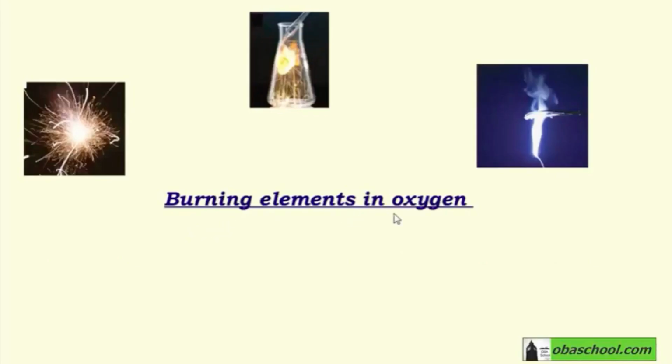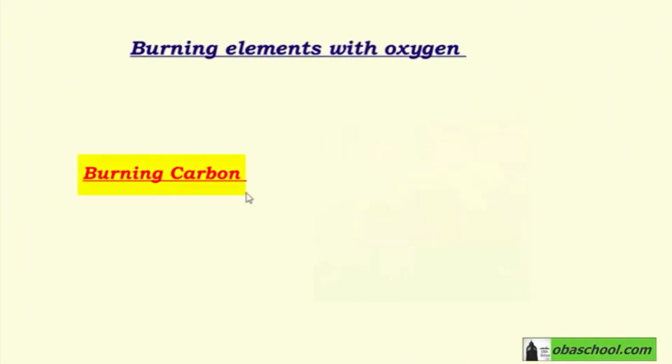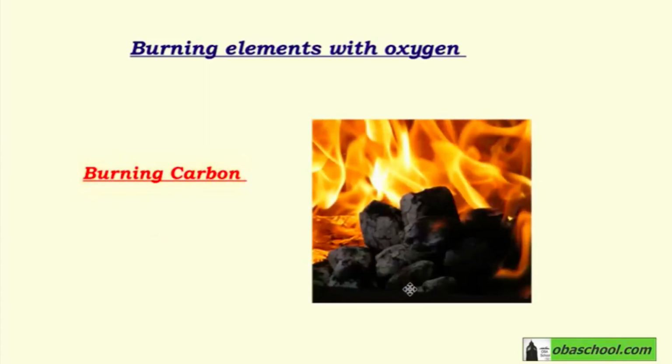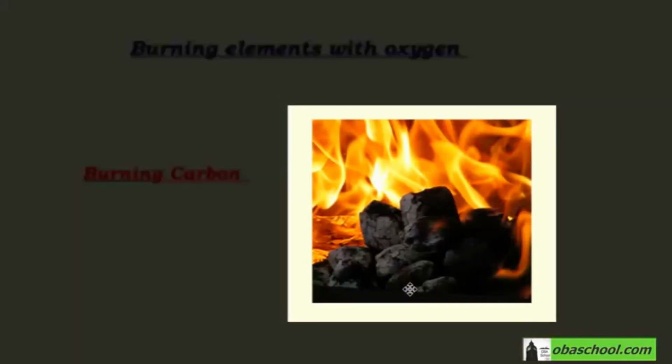Burning elements in oxygen. Let's start talking about burning carbon. For example, we have coal, which is made of carbon. Carbon doesn't easily light in air. It needs to be heated up very well. So when we give it heat, it lights up and gives colorless carbon dioxide gas.